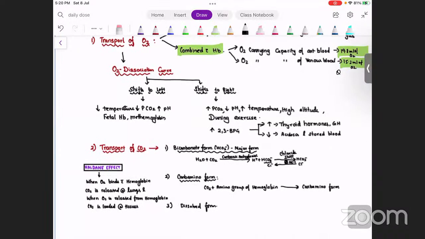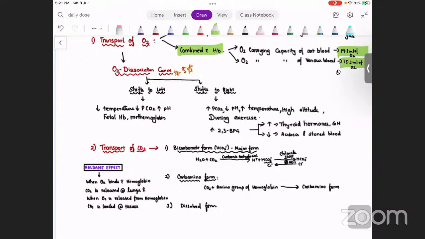Okay, then you have the O2 dissociation curve. This is a 3-star to 5-star rated topic. What are the factors that can shift your oxygen dissociation curve to the left, and what are the factors that can shift it to the right?